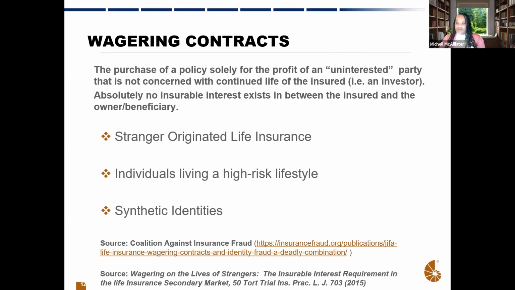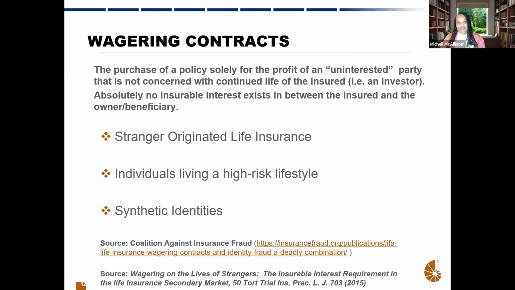With the STOLIs, there's no insurable interest, and it's often taken out on the elderly with impaired health, because the goal is to get past the 2-year contestable period, so that no investigation will be launched upon the death of the insured. But they want that person to be just about ready to die. They just need them to make it past the 2 years.